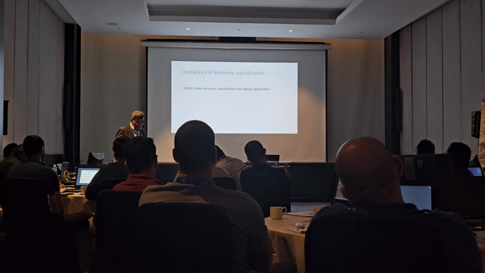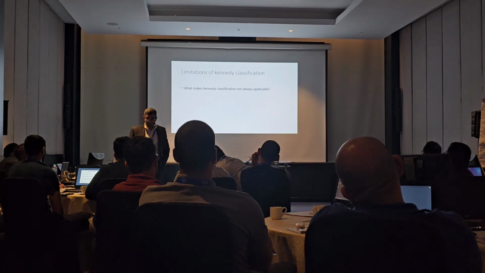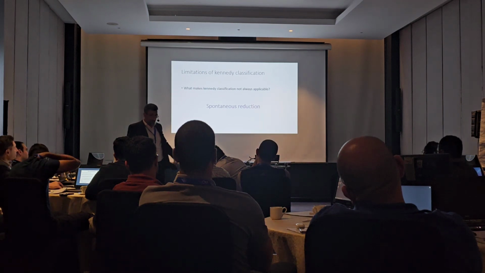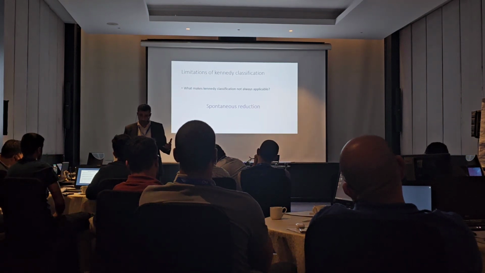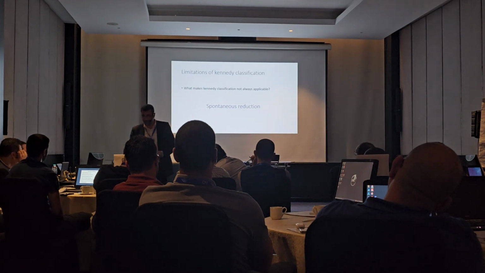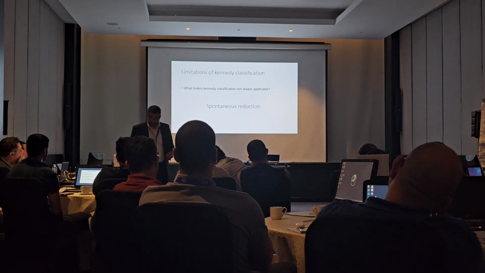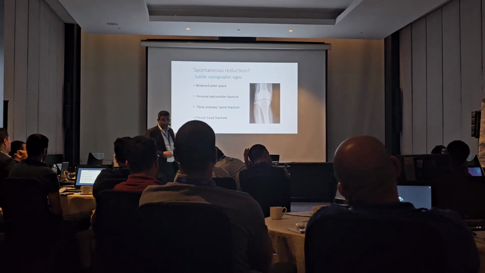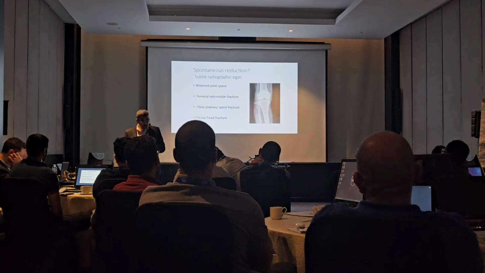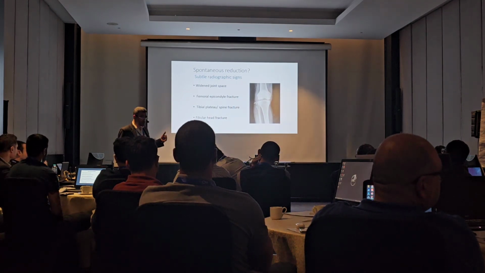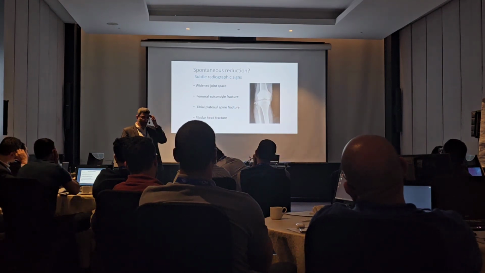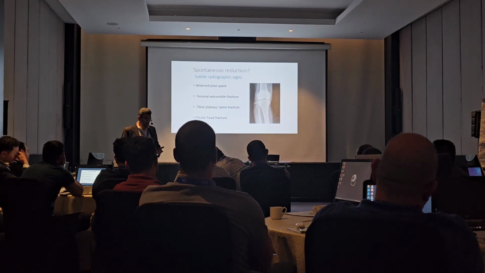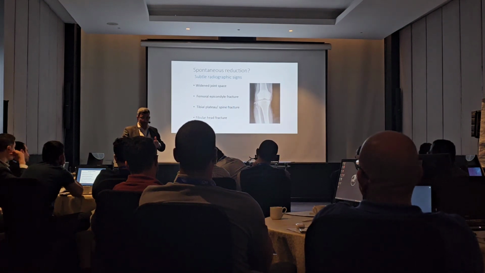What makes the Kennedy classification not applicable is spontaneous reduction. You see the patient, make an X-ray, and the knee is already reduced. So how do you know whether this is anterior, posterior, or whatever? And the second thing is that because of spontaneous reduction, we can even miss the diagnosis, so we have to think of indirect signs or associated fractures that, if we see them, suggest a possible multi-ligament injury or dislocation. Of these, a finding of widening of the joint space.